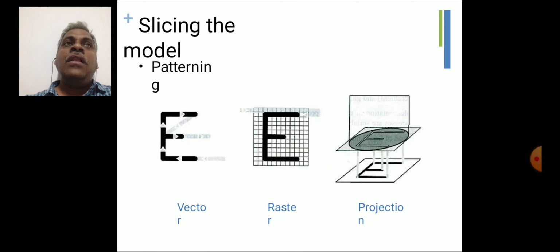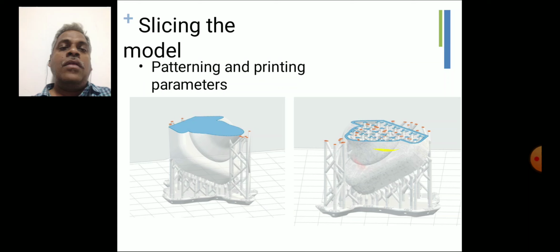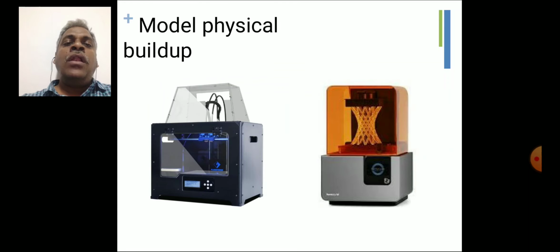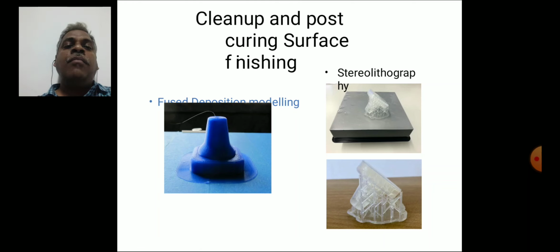Slicing the model: the 3D model, along with the support, is sliced layer by layer. Then the physical model build-up, as shown in the figure, the physical model will be printed. So the components are produced after the modeling. Then cleanup, post-curing, and surface finishing also.